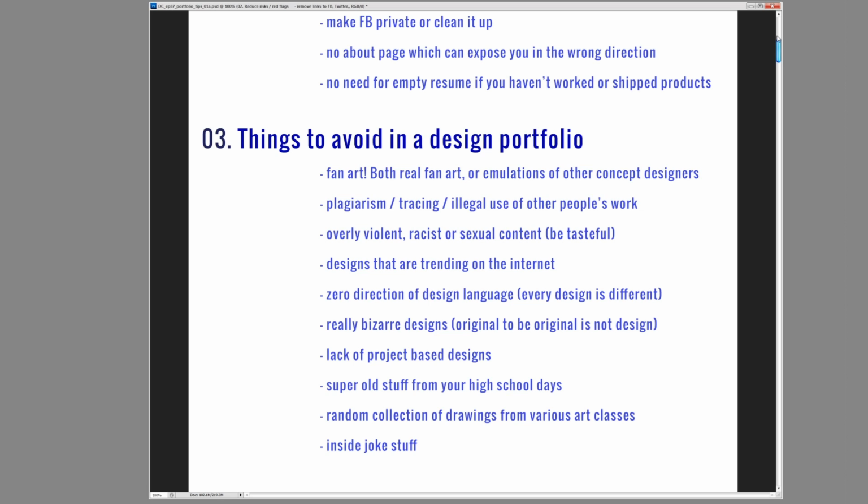Nothing wrong with fan art. They're great. They're fun to do. But if you're being hired to generate original ideas, the last thing we want to see is you copying other people's work, right? Appreciation of other designs and stuff like that is fine, but we don't want to see it on your portfolio when you're looking for a design job. Show us your designs, not other people's designs.